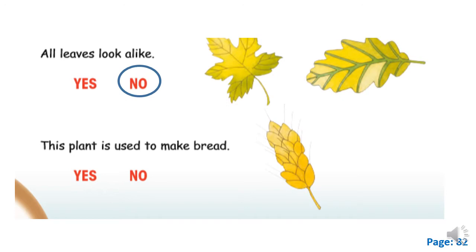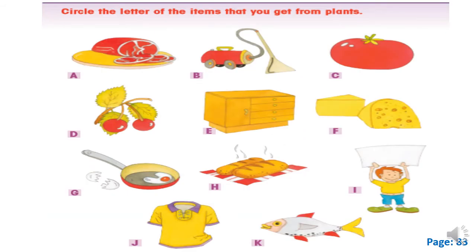This plant is used to make bread. I am talking about this plant which is found inside the picture. What do we call this plant? This is a wheat plant. Excellent. So, can I use it in order to make bread, toast, cake, for example, pasta? So, yes, I can use it.